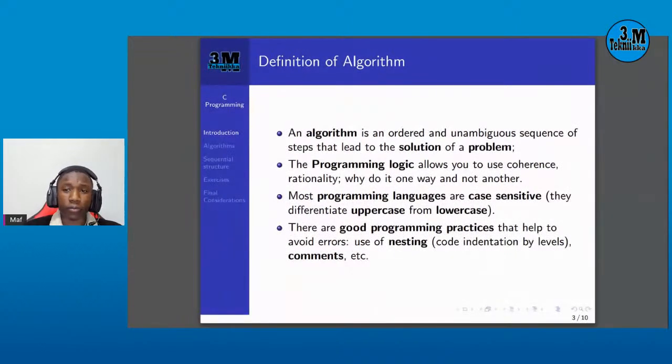Talking about algorithms, what is an algorithm? An algorithm is something that you have to write before you write the program. An algorithm is a logical, ordered sequence of steps you have to follow to find a solution for a problem.